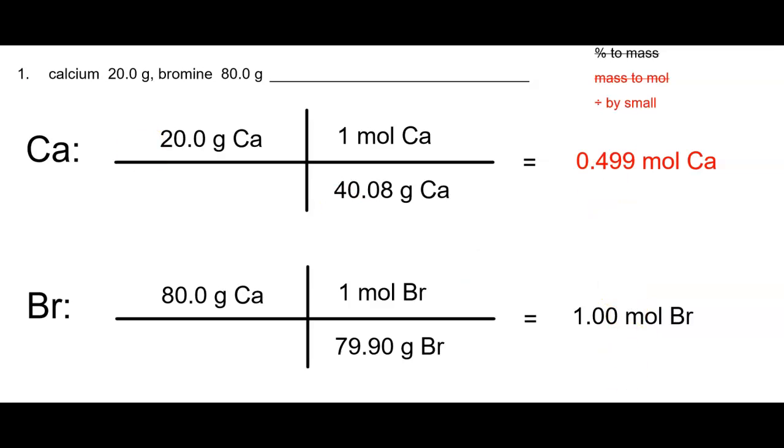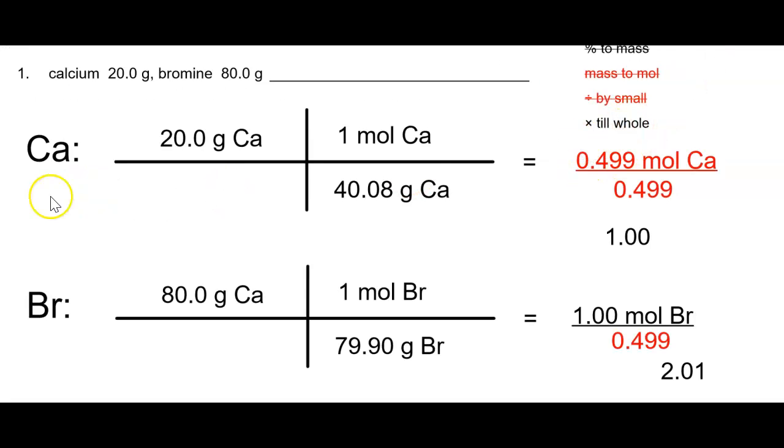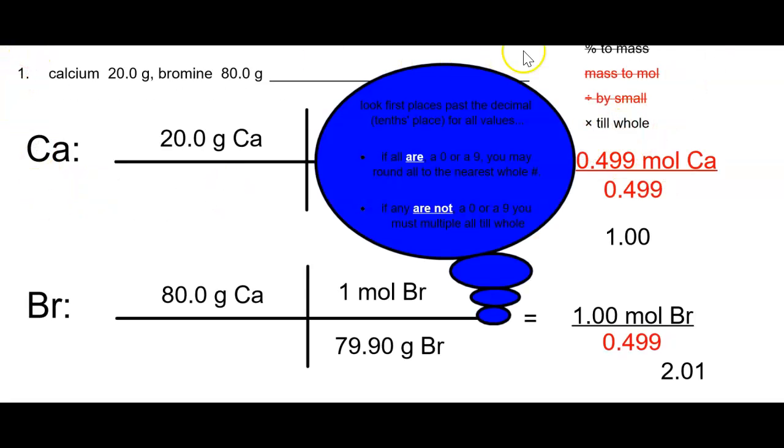If there were 10, we take all 10. All of them get divided by the smallest. So I divide that, I get 1. And I divide this one by the smallest, and I get 2.01. So remember that you need to show units and formulas, as I've modeled here, until you get to the divide by small step, and then you can stop using units and formulas. So I get 1 as a ratio and 2.0 as a ratio. Now we're at the multiply to whole step. So we're going to look at the first place past the decimal, or the 10th place, for all our values that we just divided by small for.